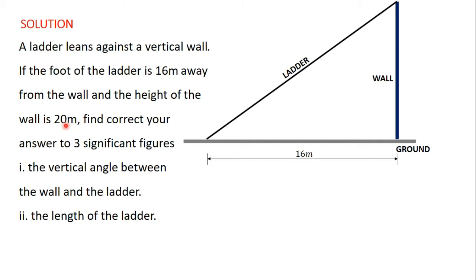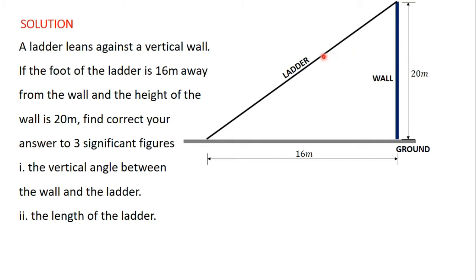And the height of the wall is 20 meters. So the height of this wall is 20 meters. So this wall is also 20 meters high. Correct your answer to three significant figures. (I) The vertical angle between the wall and the ladder. The vertical angle between the wall and the ladder.